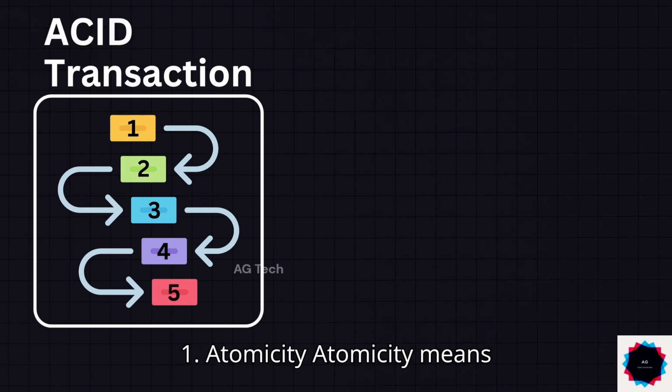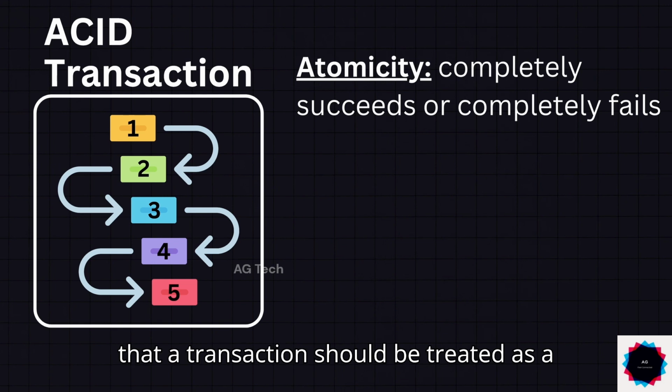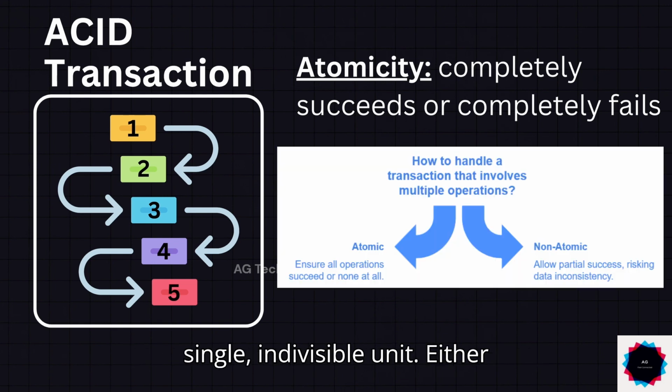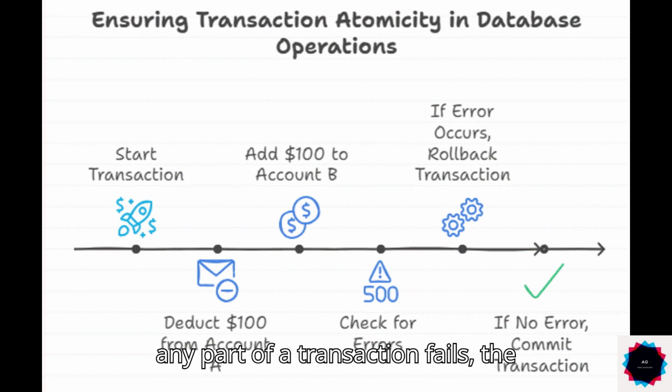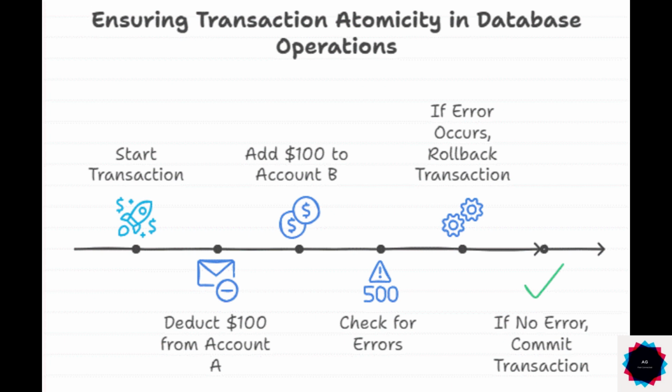1. Atomicity. Atomicity means that a transaction should be treated as a single, indivisible unit. Either all its operations are completed successfully, or none are. If any part of a transaction fails, the entire transaction fails, and the database remains unchanged.